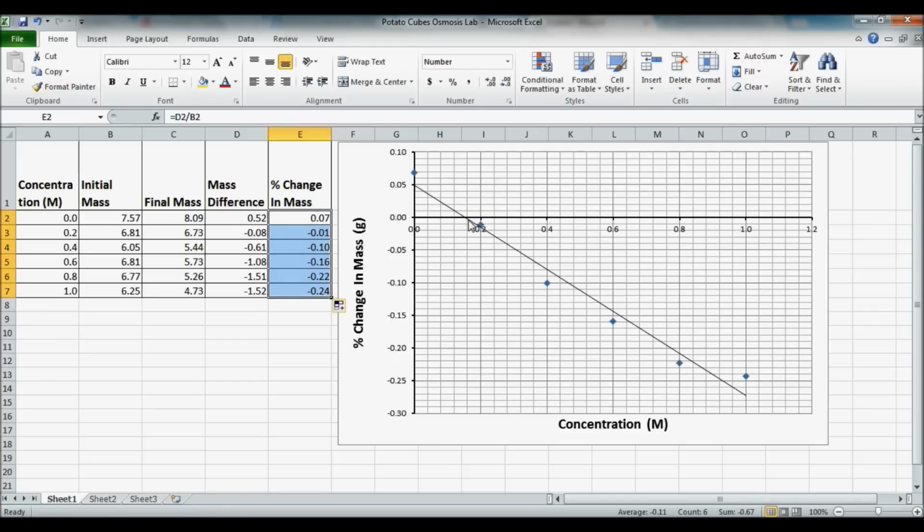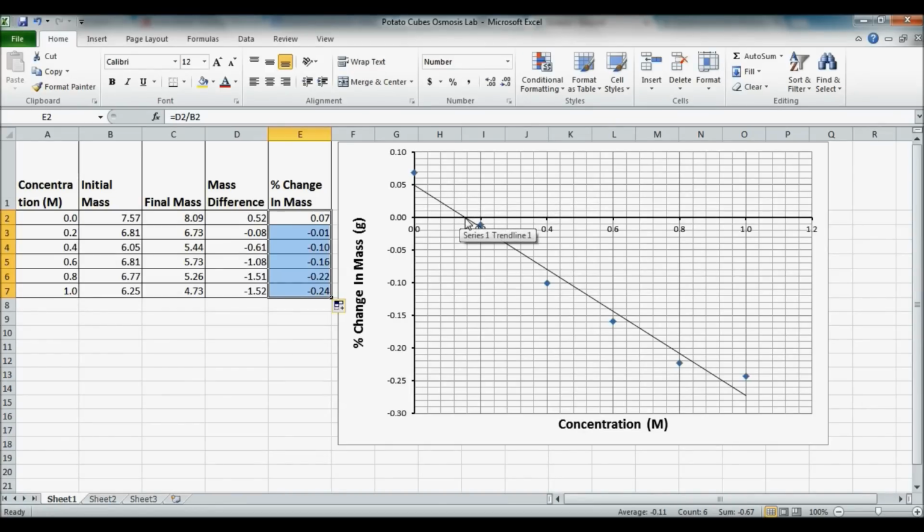So these are my values for percent change in mass, and I have a best fit line here. Using this best fit line, I can make predictions about the solutions. At the point at which this line crosses the x-axis is the molarity of a solution that is isotonic with the potato cores. So using this value, I can calculate the water potential of the potato cores.